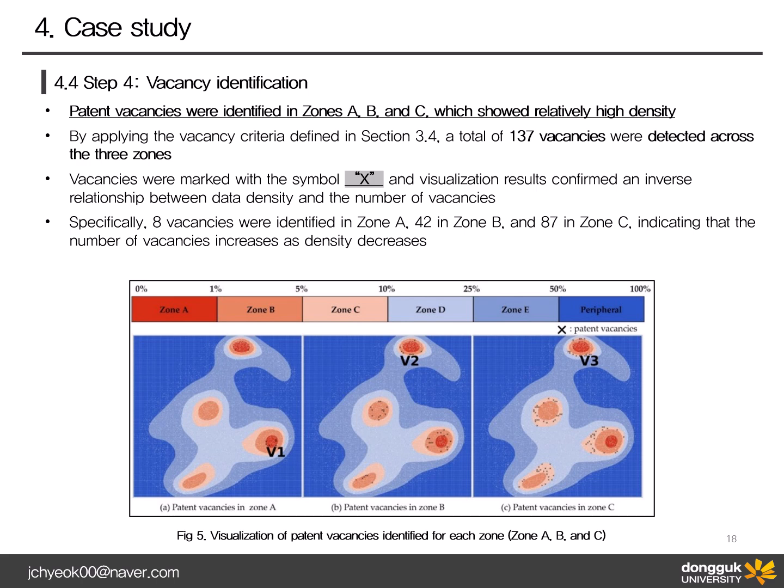In the fourth step, patent vacancies were identified in zones A, B, and C, which exhibited relatively high density. A total of 137 vacancies were detected across the three zones, and each vacancy was marked with the symbol X. The visualization result confirmed an inverse relationship between data density and the number of vacancies.